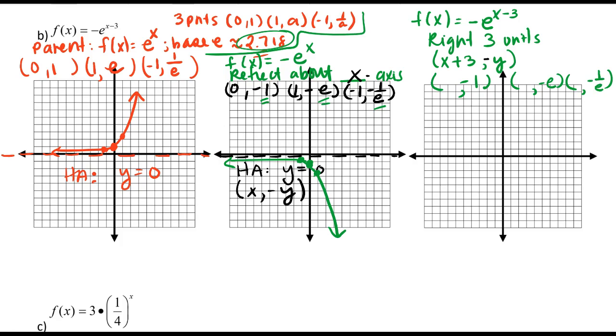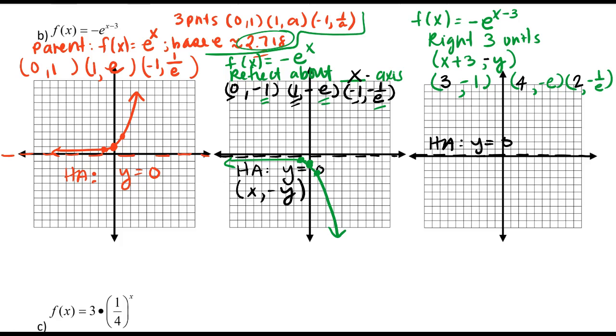Then I'm going to take all my x values and add 3. So 0 plus 3 is 3. 1 plus 3 is 4. Negative 1 plus 3 is now 2. Now because I am moving right and left, my HA is not going to go anywhere. It's going to stay exactly at the same spot. Okay, so HA is still y equals 0.